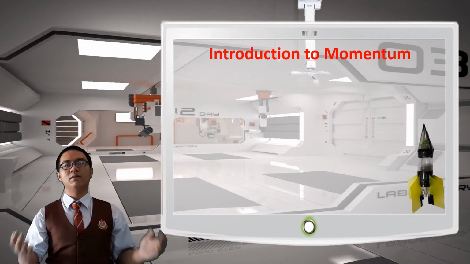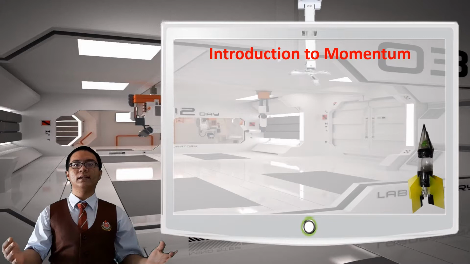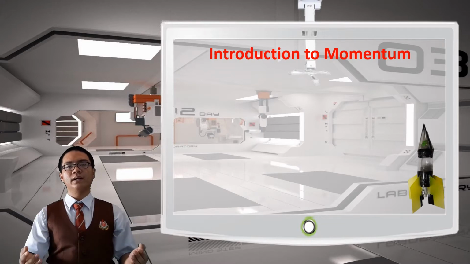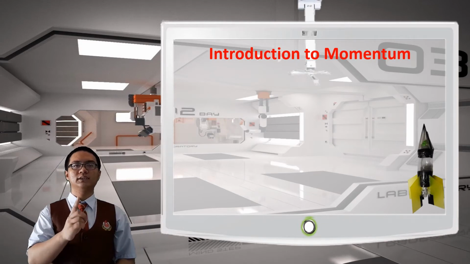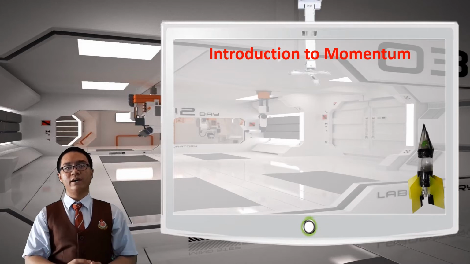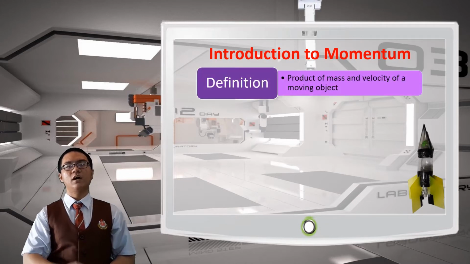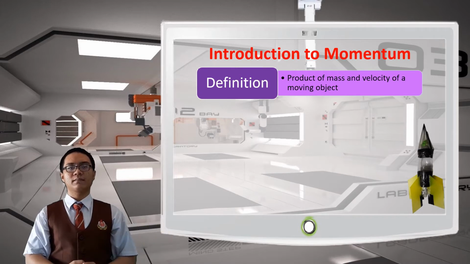Have you ever heard about momentum? The word momentum originates from Latin, which means movement, and Sir Isaac Newton also described it as quantity of motion. Thus, momentum can be defined as the product of mass and velocity of a moving object.